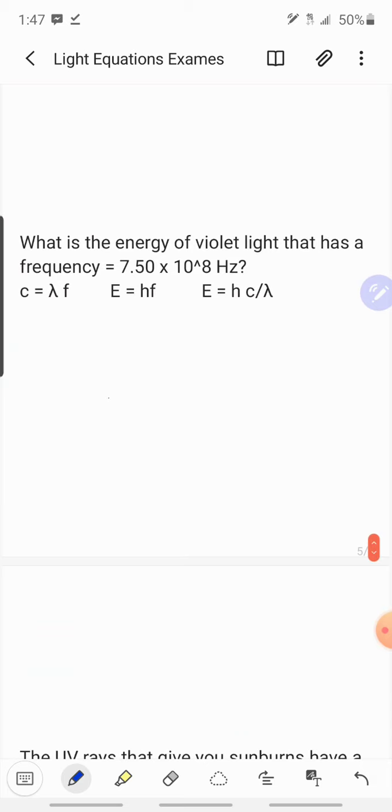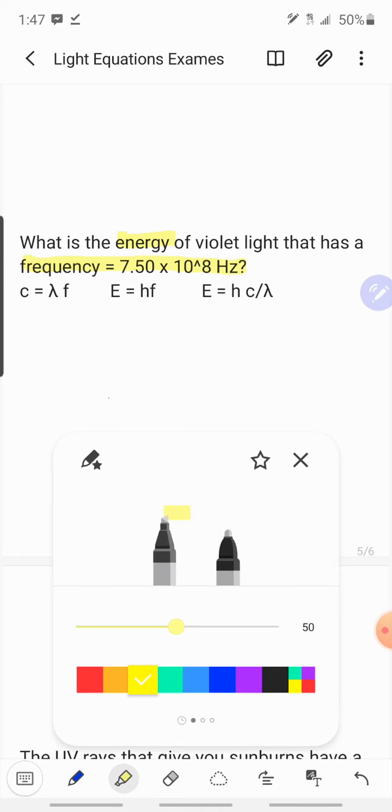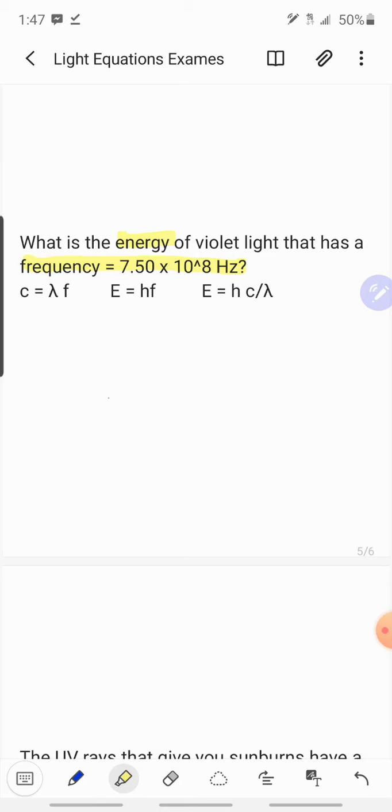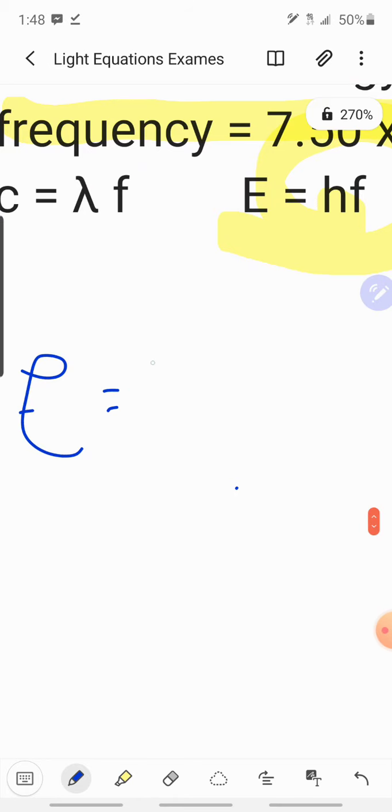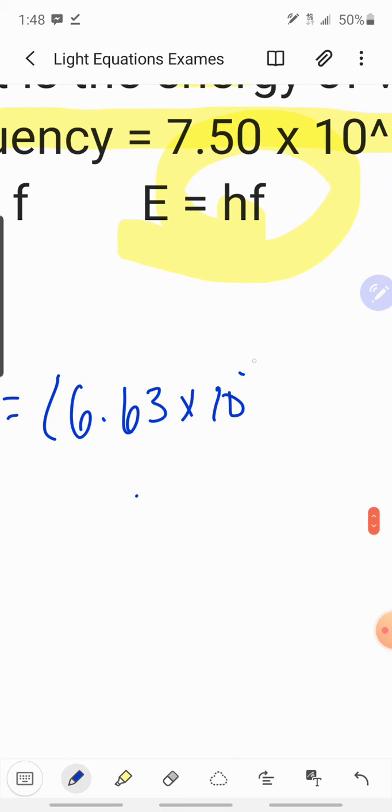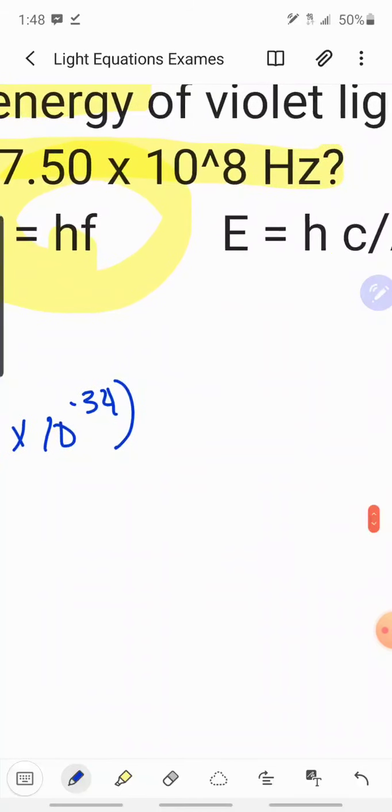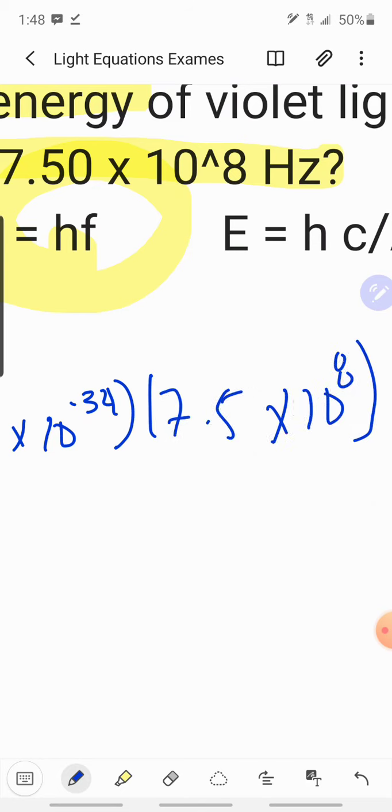I think we have two more to talk about. So in this one, they want to know the energy given the frequency. So we have frequency and we want energy. So we need a formula that has both frequency and energy. So which one has E and F? This one. So now we don't know the energy. We know that H is 6.63 times 10 to the minus 34. And we know that F is 7.5 times 10 to the 8.